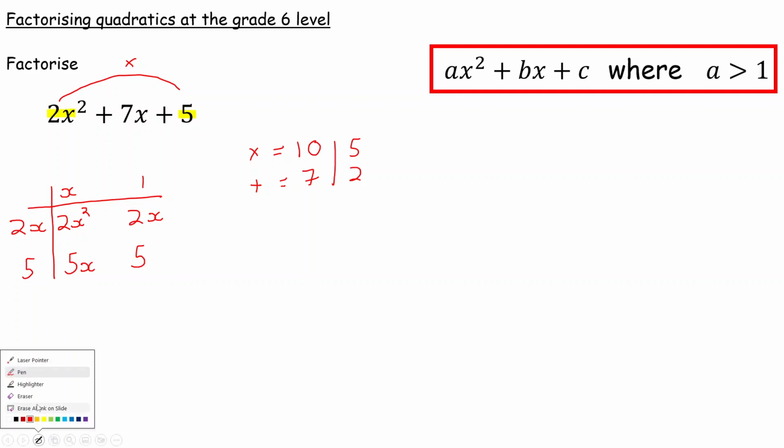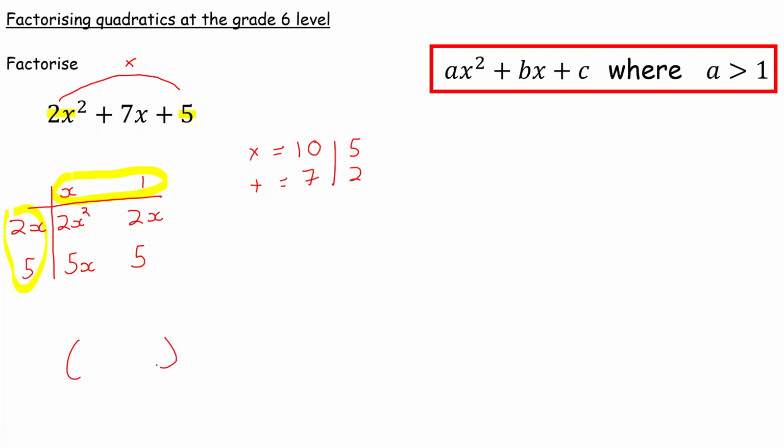And then what's really important is these parts up here, x and the positive 1 and the 2x and the positive 5, this is what goes inside your bracket. So you can just now go and write your brackets, and it's going to be a pair of double brackets, okay, where your answer is going to be x plus 1, because the 1 is positive, and then you've got 2x, and it's going to be plus 5, because the 5 is positive, and that is your answer, okay.